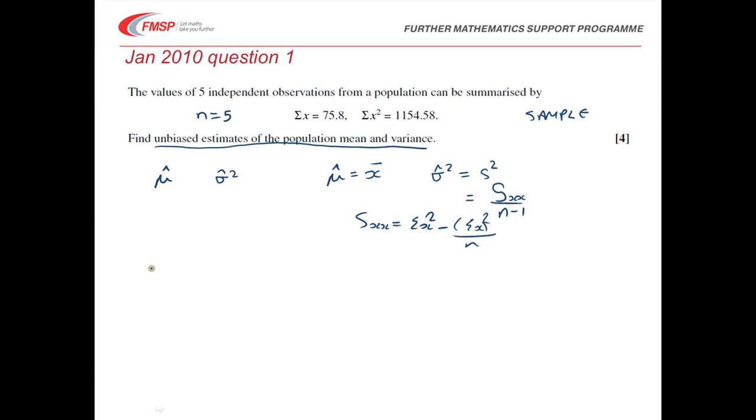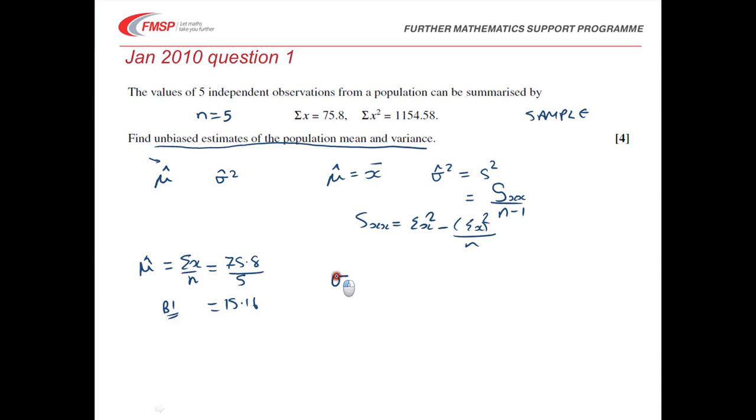Okay, so let's start off by looking at the mean. So mu hat, and again, because we're specifically asked for unbiased estimates, it's a good idea to use the correct notation. If you put a hat on a parameter, it always means you're talking about the unbiased estimate. So in this case, mu hat is going to equal the sum of x over n, which is going to be 75.8 divided by 5, which gives me the grand total of 15.16. So you get one of your 3 marks from this.